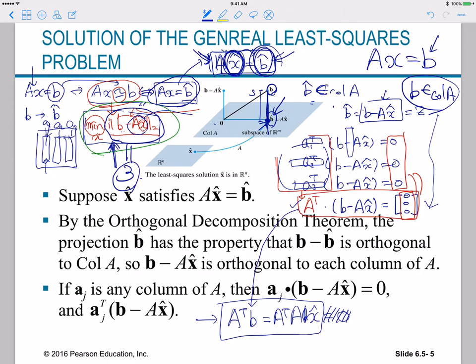But here, our assumption is that B is inside the column space of A. So B is somewhere in our column space of A, and we know that we have a solution, right? But we don't know whether we have a unique solution or infinitely many solutions. Which characteristic of A determines between these two? Column pivot?